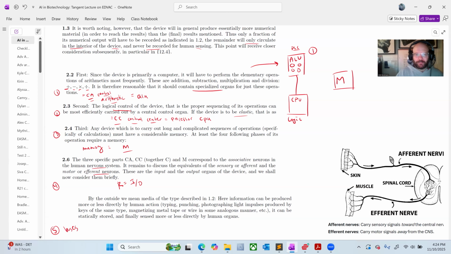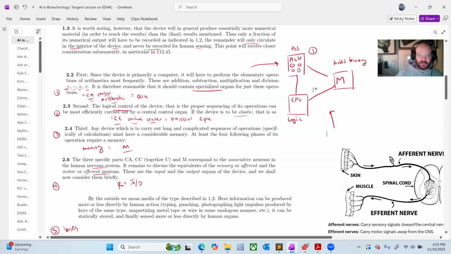He calls it M. Anytime you do a calculation, that result needs to be stored. Or if you're doing a complicated calculation, you might need to store certain results that later get combined together. So you need to have some system of memory that holds numbers, holds binary, okay? And so this is the most simple organization of an early von Neumann machine. It's got the ALU, it's got a CPU, and it's got memory. And he's describing all these things for the very first time.